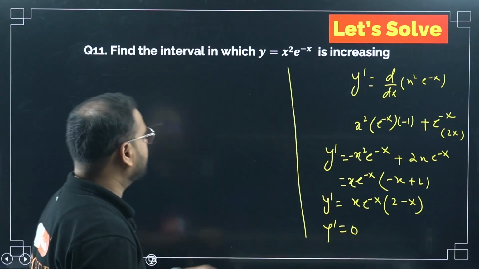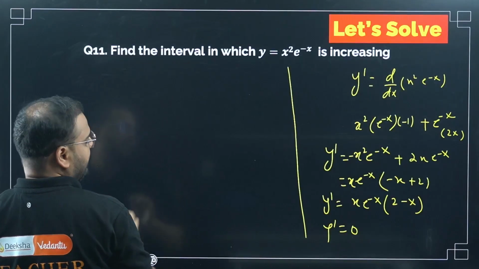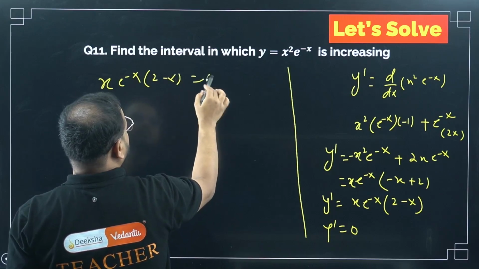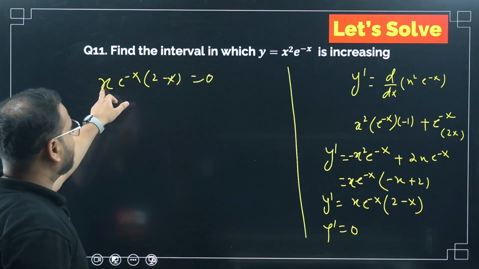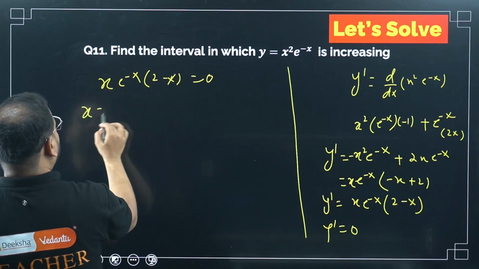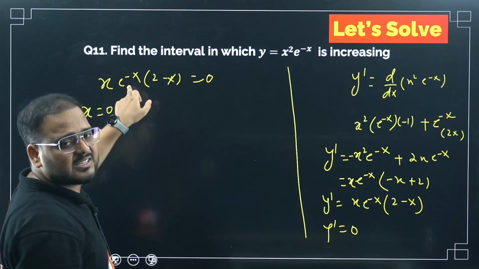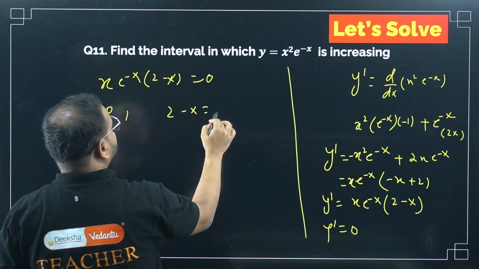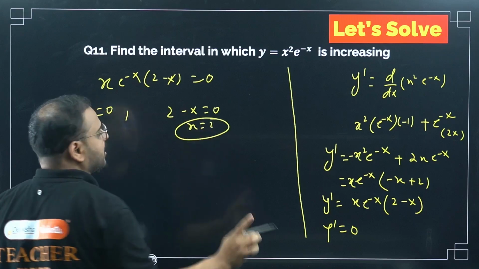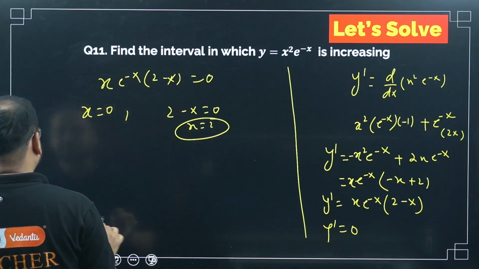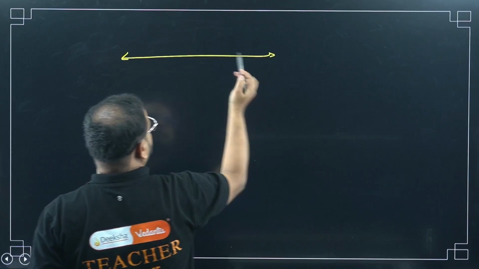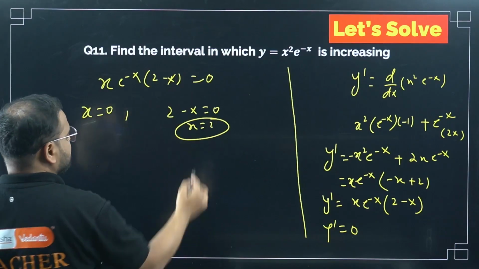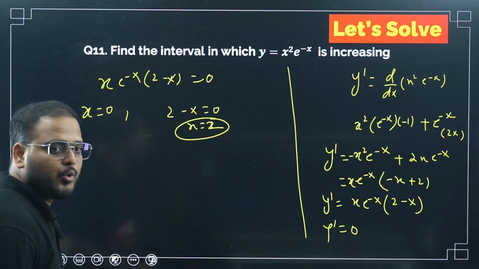What are you going to get? Please check. I'm going to get x e power minus x times 2 minus x equals 0. The first value is x equal to 0, because e power minus x is never 0. Next, 2 minus x equals 0, so x equals 2. So I get 2 critical points. My critical points are 0 and 2. Is it right? 0 and 2.